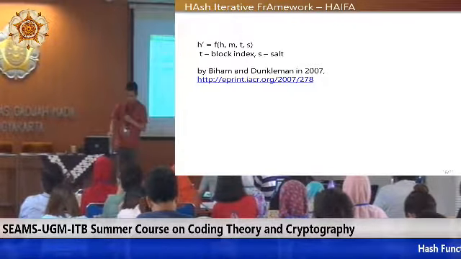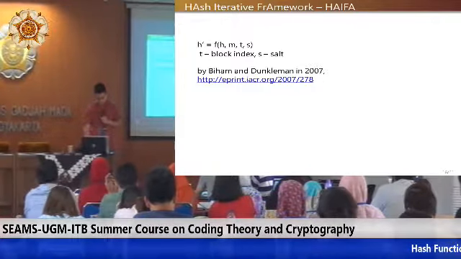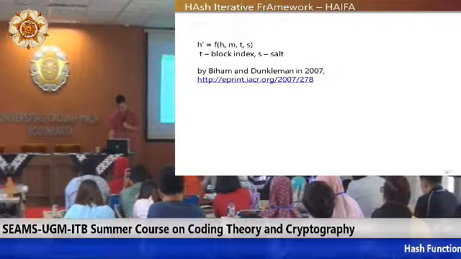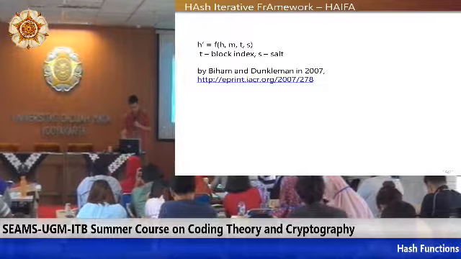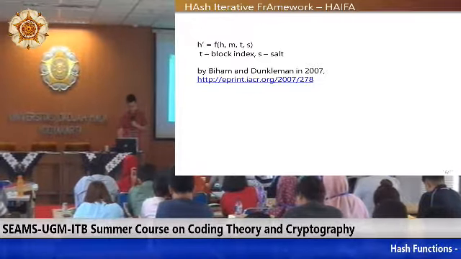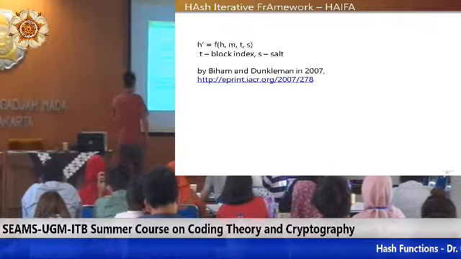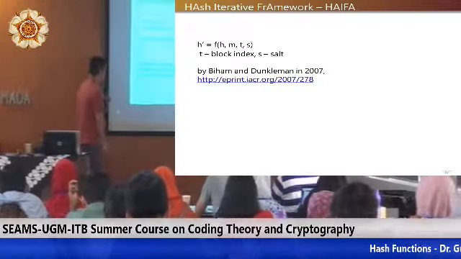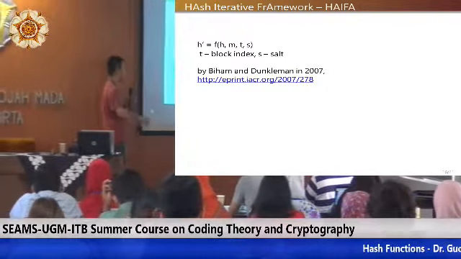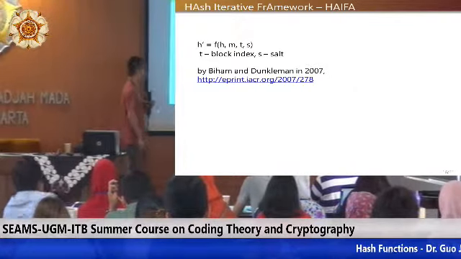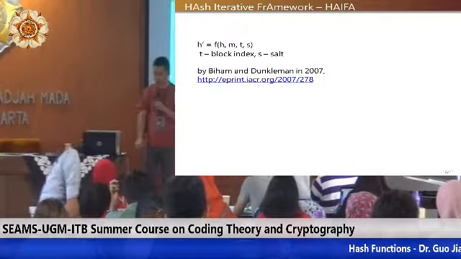And the salt is to take another randomness as the input of the compression function. And it's proven to be indifferentiable from a random oracle, resistant to length extension, fixed point, generic second preimage attack, but not multi-collision.